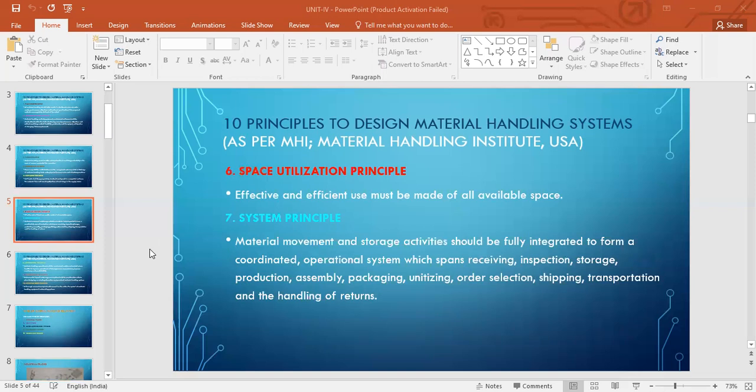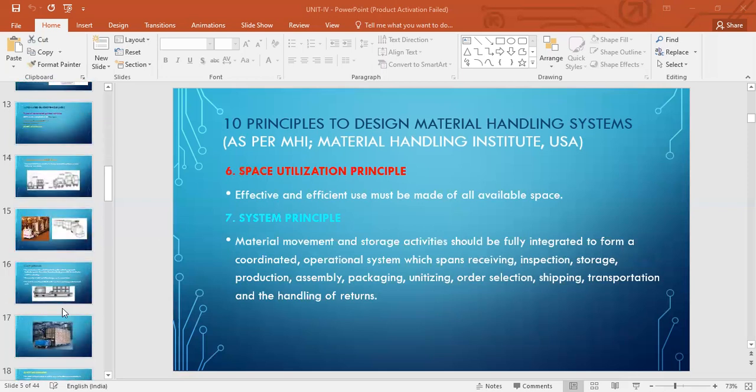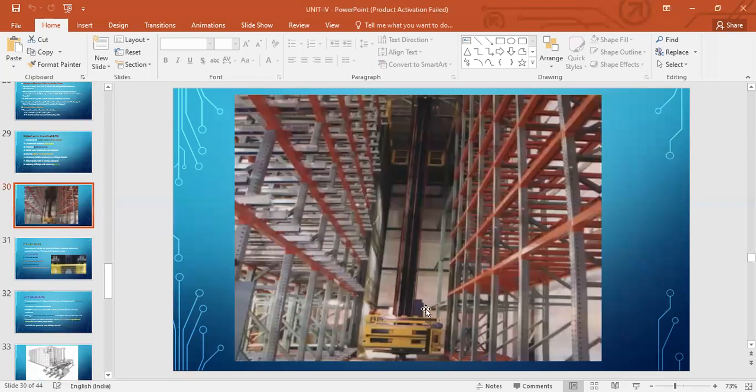Space utilization principle. Basically, trying to effectively and efficiently use the space. And this is where that comes into the picture. You may have vertical columns, and I showed you one example. You're placing it quite high, but let's say you make it so high that there may be some issues with the design, right?